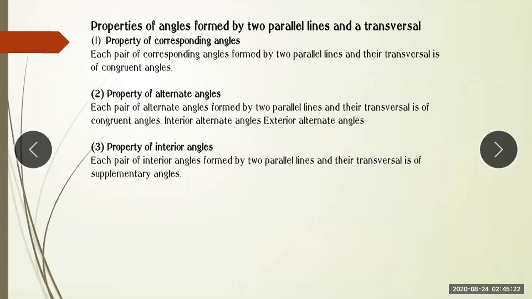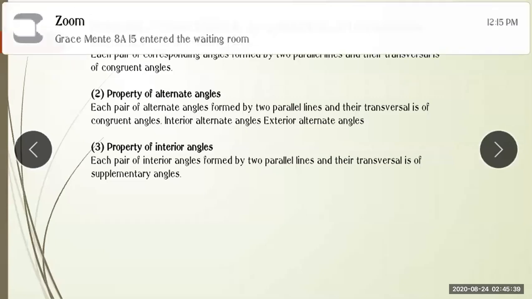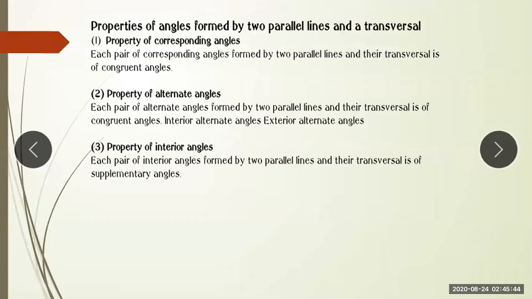The first property is of corresponding angles. Each pair of corresponding angles formed by two parallel lines and the transversal is congruent. We have learned this also. This was also our property only. So the corresponding angles formed by two parallel lines and the transversal are congruent angles. They are congruent only.